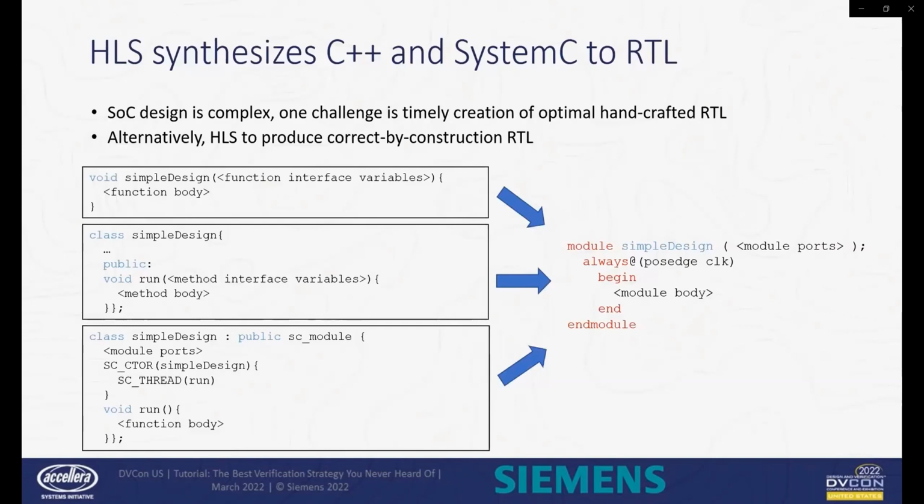For starters, regardless of coding in either function-based or class-based C++, or SC module or class-based SystemC, I'm pointing out that the functions and methods in our HLS design source become Verilog modules or VHDL entities within the post-HLS RTL, with the function arguments transformed into ports.